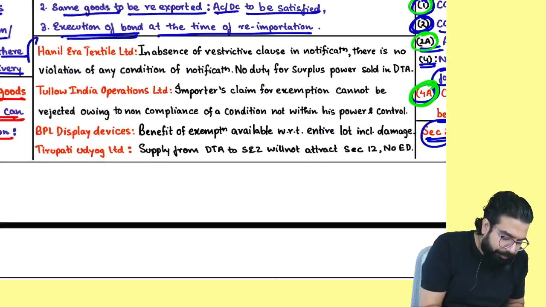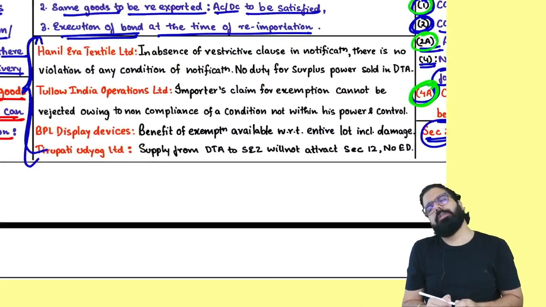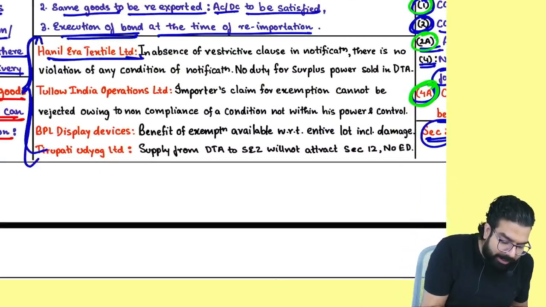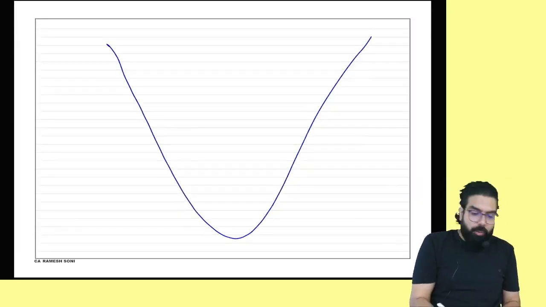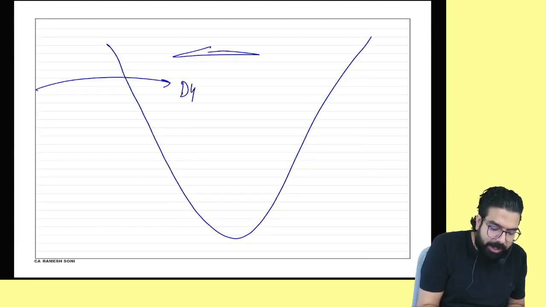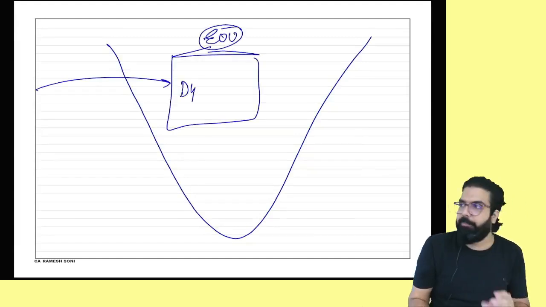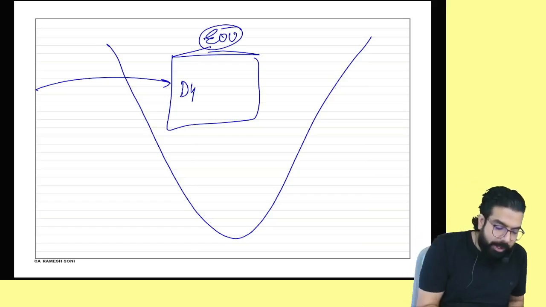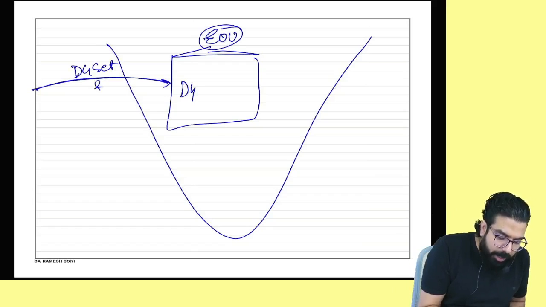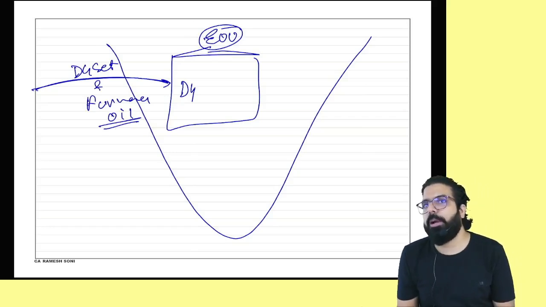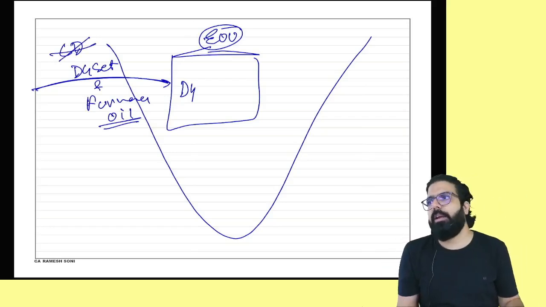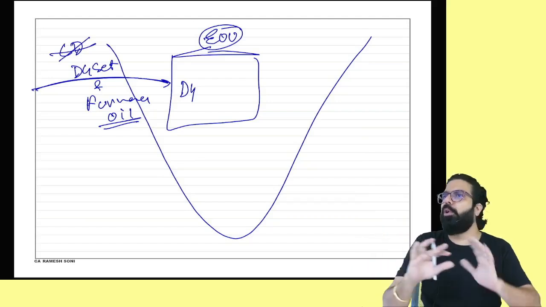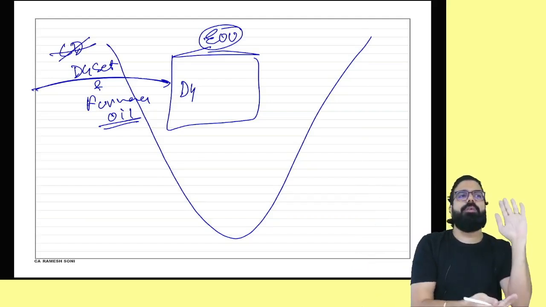Now, there are 4 case laws. Let's learn. Hanil Era Textile Limited. Everyone over here now, listen. You know Hanil Era did what? Hanil Era went ahead and imported one DG set. Hanil Era is a 100% export-oriented unit. Everyone, 100% export-oriented unit. He imported DG set and furnace oil. DG set and furnace oil imported by a 100% export-oriented unit, you don't have to pay any custom duty. Whatever an export-oriented unit imports, they don't have to pay any custom duty. But there was a notification which was issued.